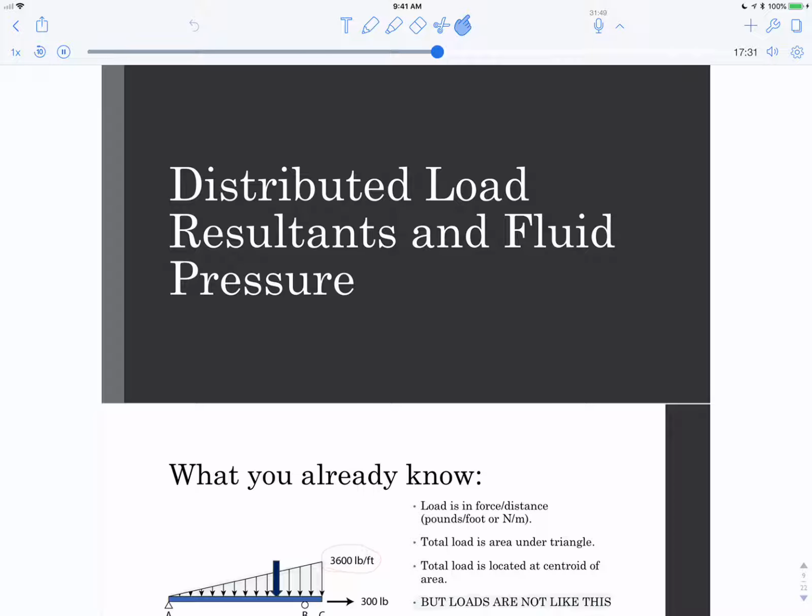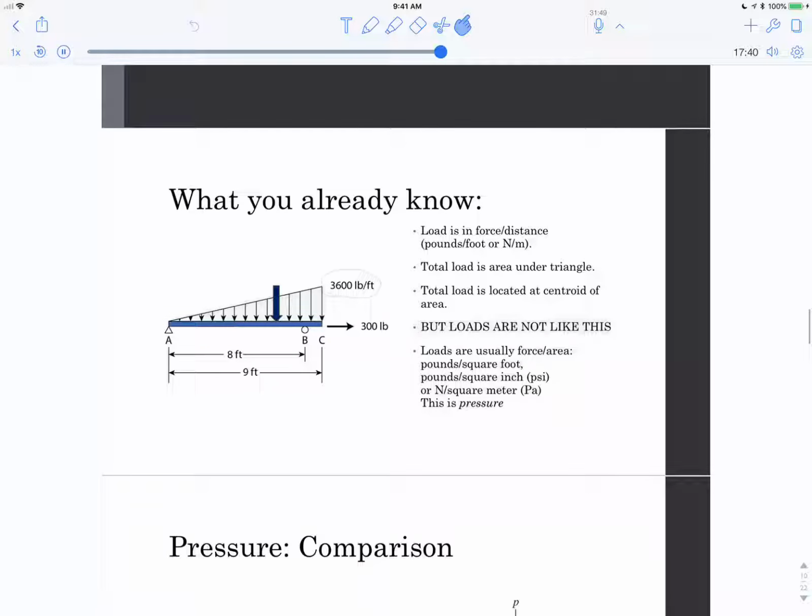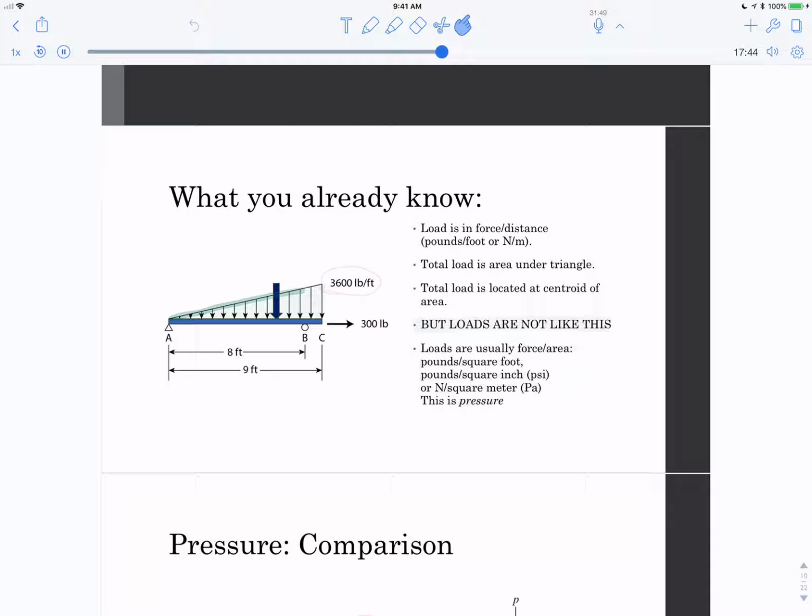Another reason we need to understand centroids is to be able to calculate distributed load resultants and to understand fluid pressure. Let's review what we already know. We've learned about how to deal with distributed loads like this, and we know that the area will be the resultant, and the resultant will be at the centroid of the area. And these types of loads are in force per distance, in this case pounds per foot.